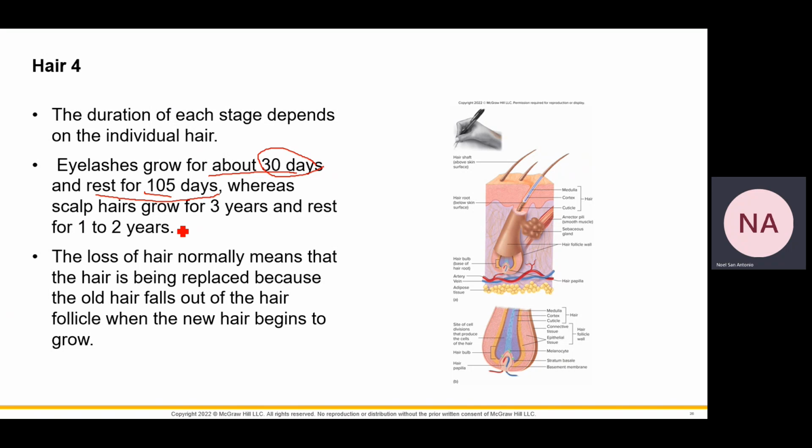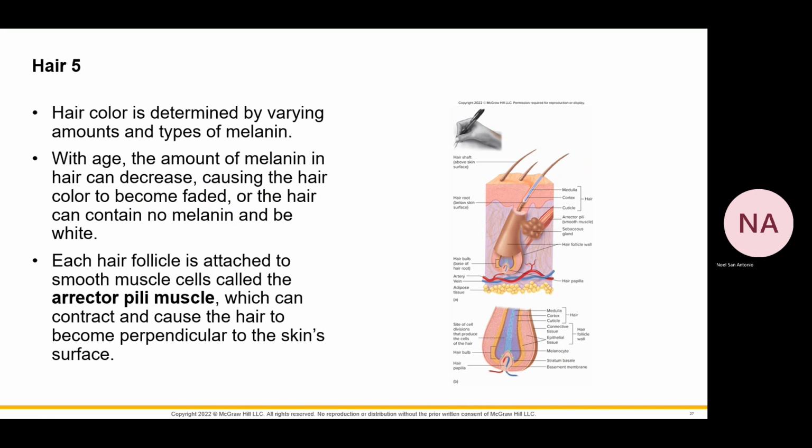While in your scalp hair, they have longer growing stage as compared to their resting stage. 3 years for growth stage and 1 to 2 years for resting stage. And that is the reason why scalp hair grows faster than our eyelashes and other hairs in the body.